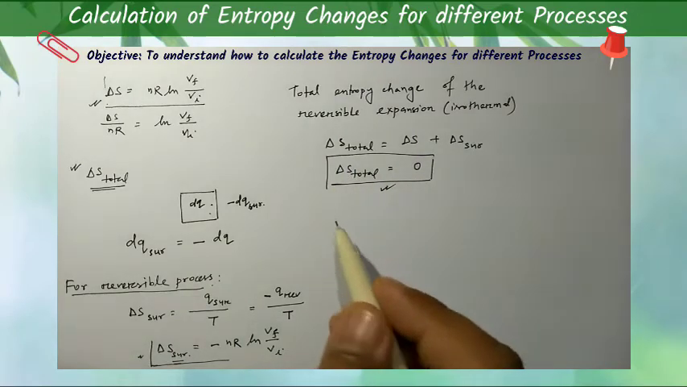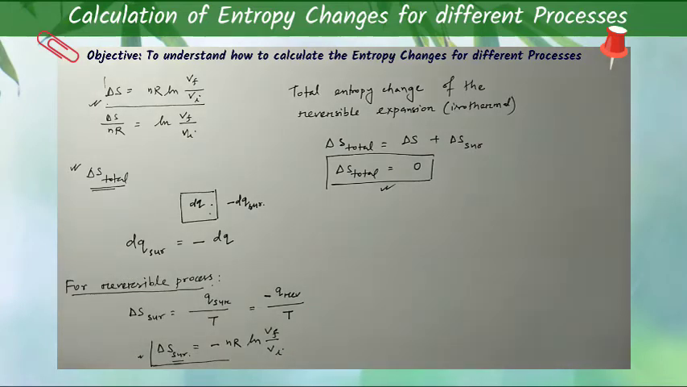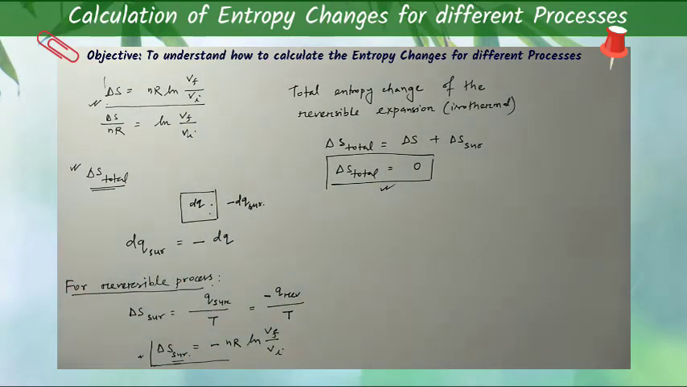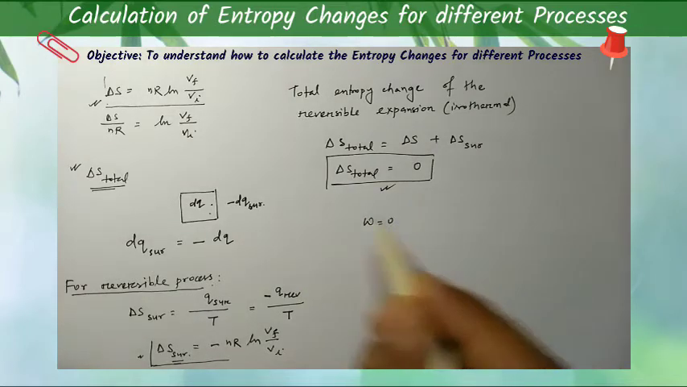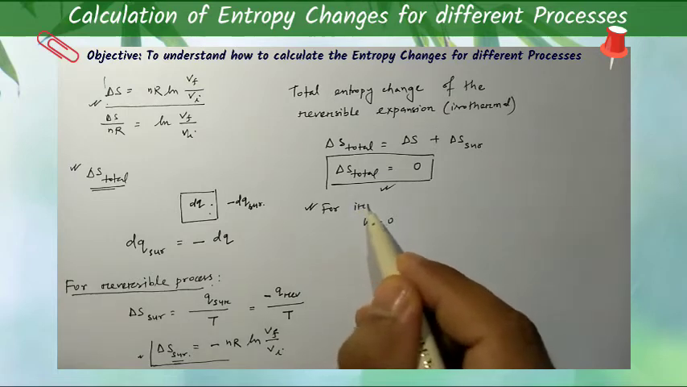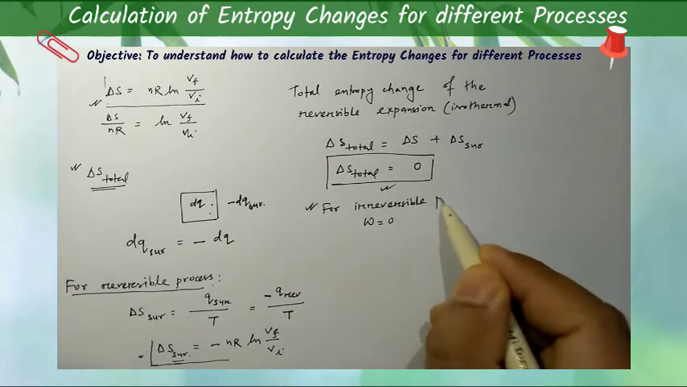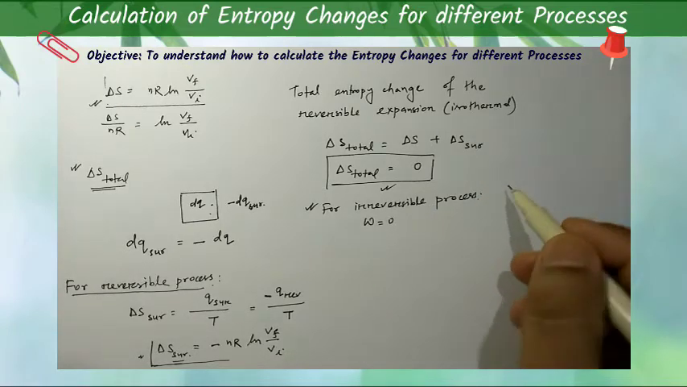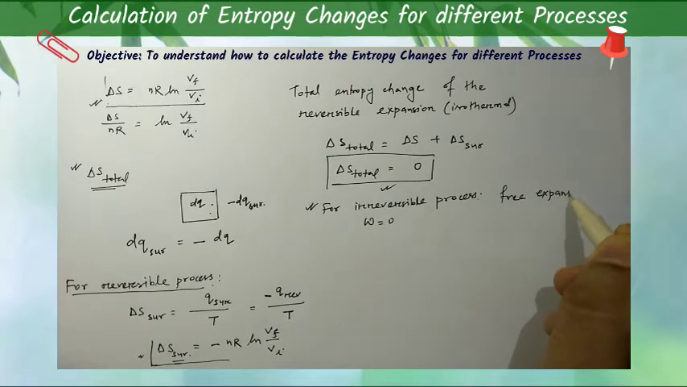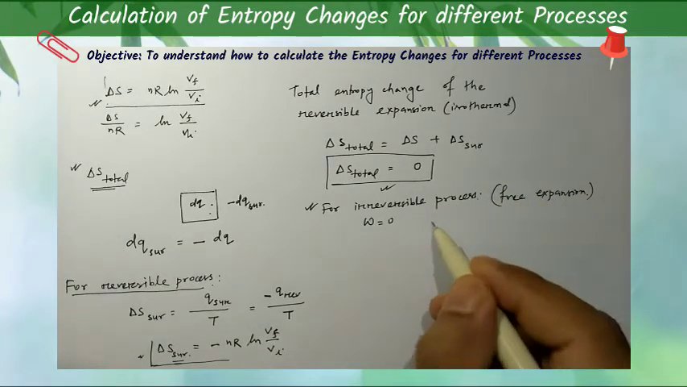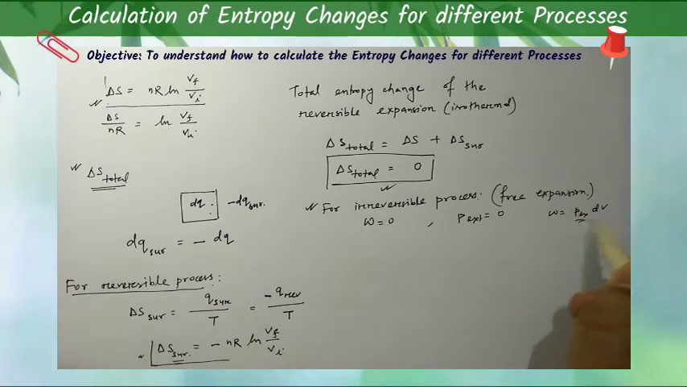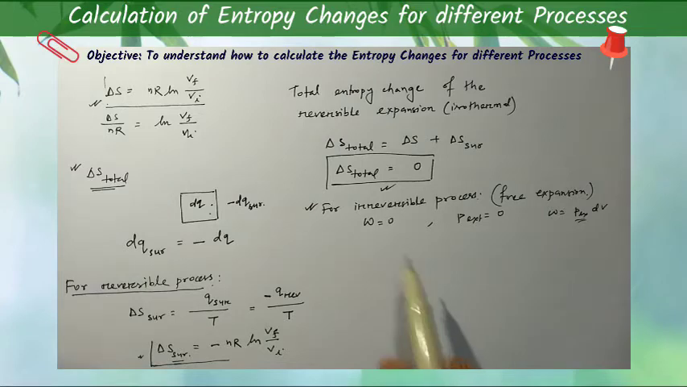Now let us calculate for the irreversible process. For the irreversible process, we can calculate using this concept. Let's suppose the process is isothermal free expansion, an irreversible process. Then W is equal to 0, because P external is equal to 0, and we know that W is equal to P external into dV. So if it is 0, then W is equal to 0.